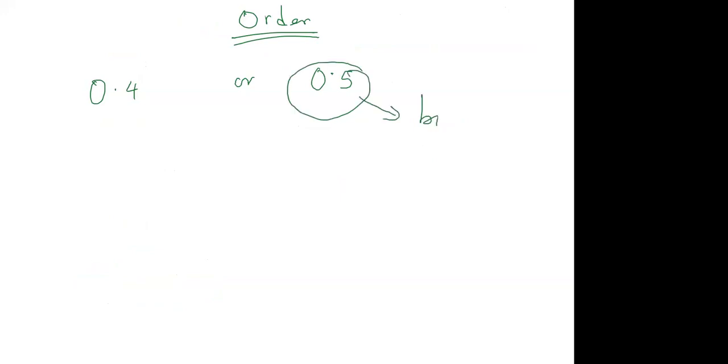The first one is ordering decimals. So for example, if they ask you which one is bigger, 0.4 or 0.5? 0.5 is bigger because 5 is more than 4. That is it.